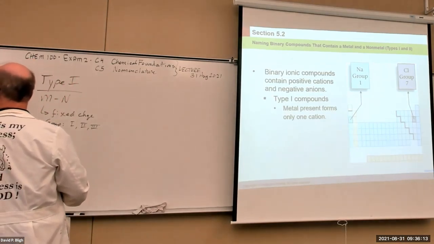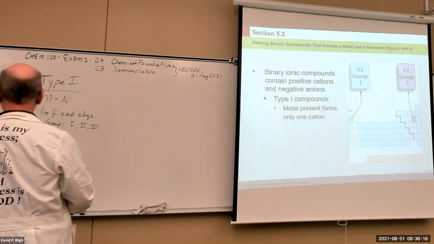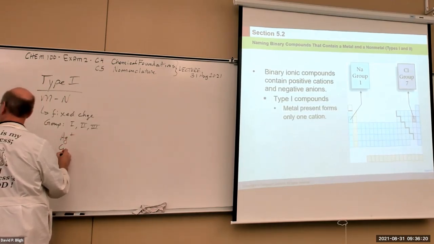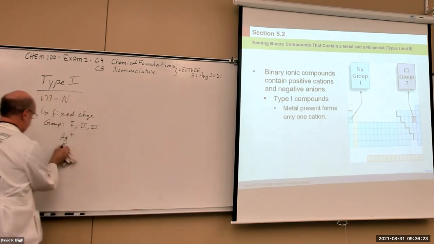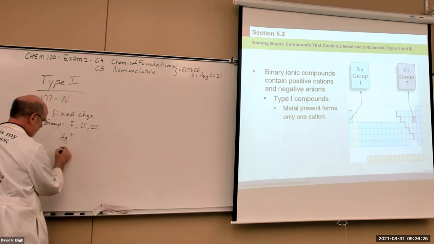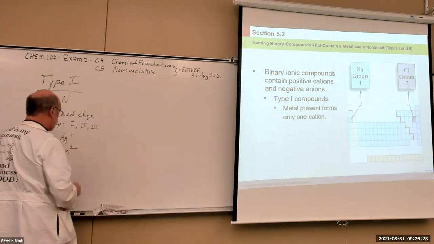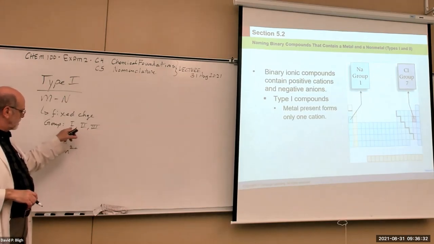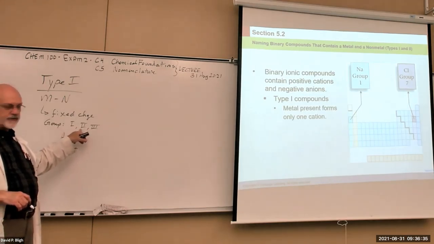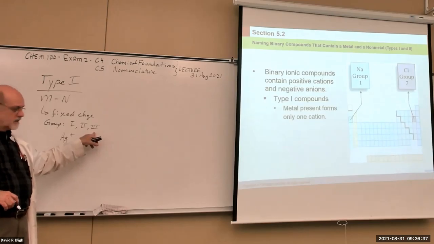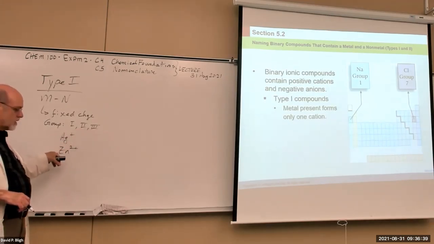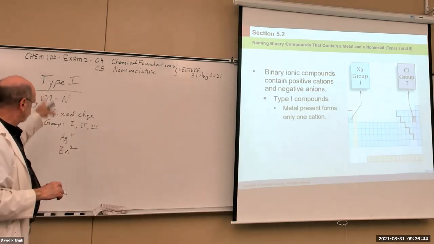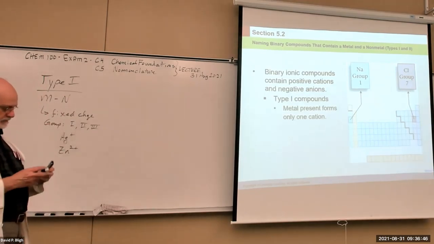Silver is always plus one, and copper, zinc. Zinc is always two pluses. So if it comes from one of these three groups, alkaline metals, alkaline earths, or the boron group, or silver or zinc, it has fixed charge. That's type 1. How do you name those?